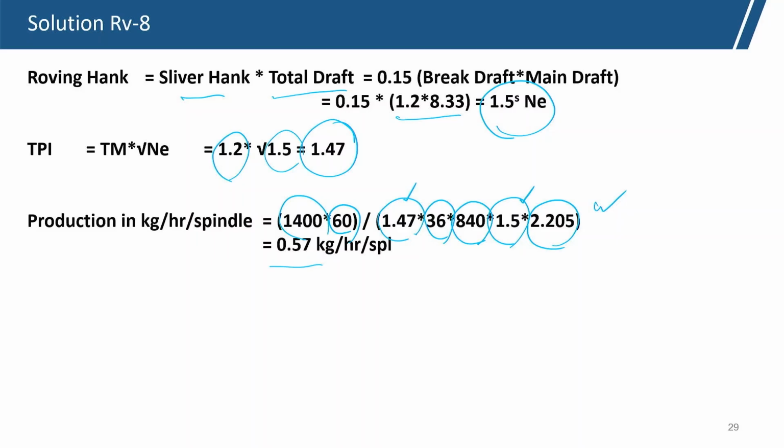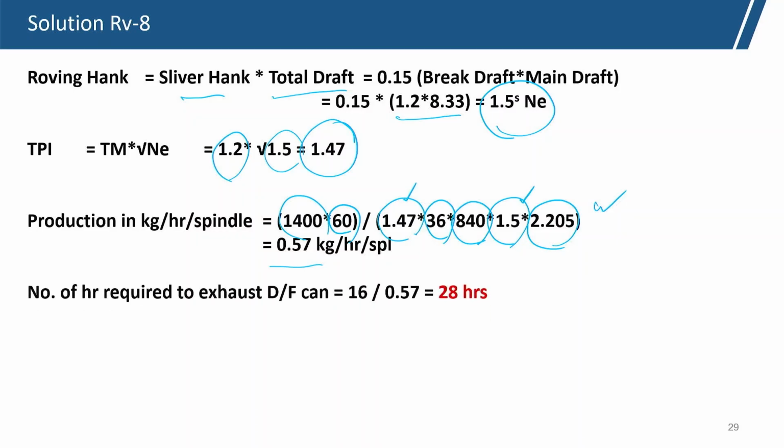0.57 kg is produced, and how much time will it take to exhaust 16 kg? 16 kg is the draw frame can, 16 kg divided by 0.57. So, approximately 28 hours will be required to get the one whole can exhausted.